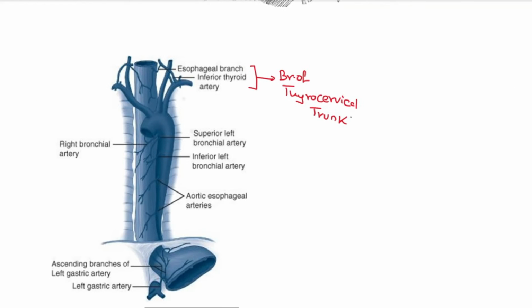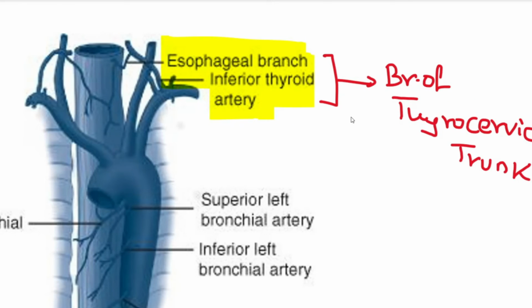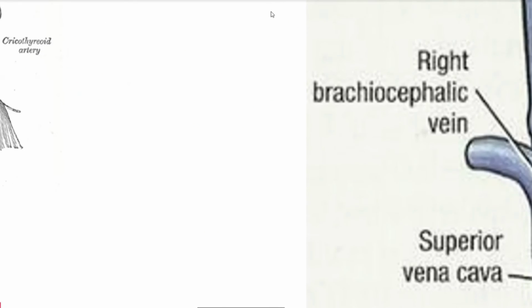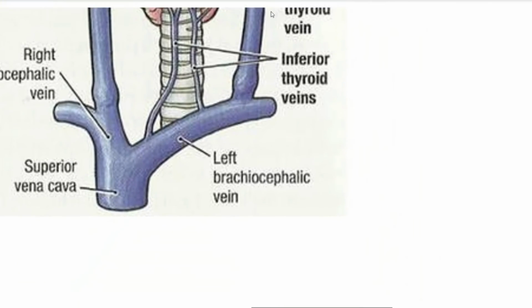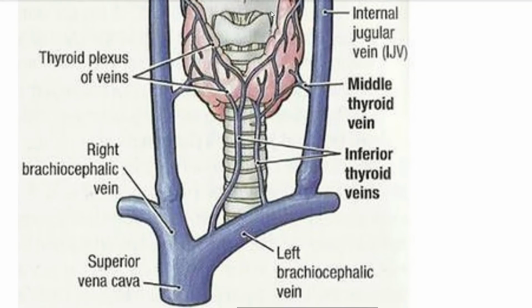So here in this diagram you can note that we have the esophageal branches of the inferior thyroid artery, and the inferior thyroid artery, as we know, is the branch of the thyrocervical trunk, which is in turn originating from the subclavian artery. Then regarding the inferior thyroid vein, here we have another diagram. So you can note here that we have the left brachiocephalic vein, which gives off the inferior thyroid vein, which is supplying the thyroid gland, the two lobes, that is the left lobe as well as the right lobe.